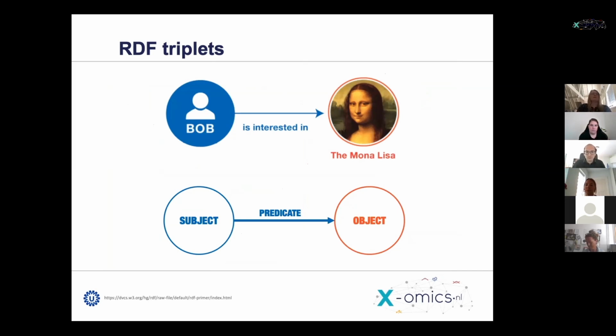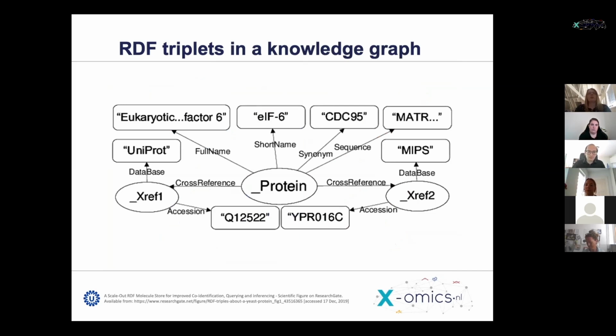Now we look at a real-life example of a small knowledge graph based on RDF triplets. Here we can see in the center a specific protein. It has a short name and a full name and a synonym and a sequence and cross-references and so on. As you can see, in these objects, there are quoted elements, terms. And as we know now, these terms can be free text fields or controlled terms or even ontological terms.